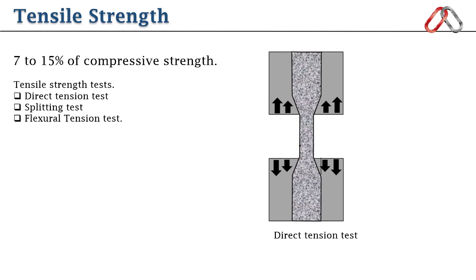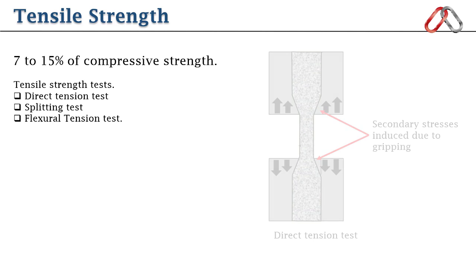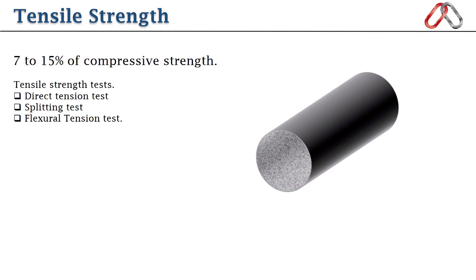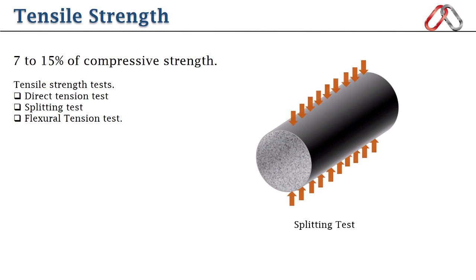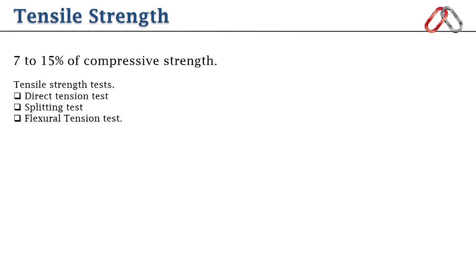Direct tension test is rarely used. The main problem of this test is gripping. Due to gripping, secondary stress is induced. If we talk about splitting test, it is an indirect tension test performed on concrete cylinder. It gives more uniform results compared to other tests. In this test, load is applied on its side along a diameter plane. But we are going to emphasize more on flexural tension test.